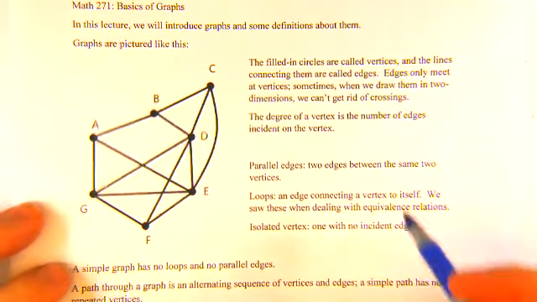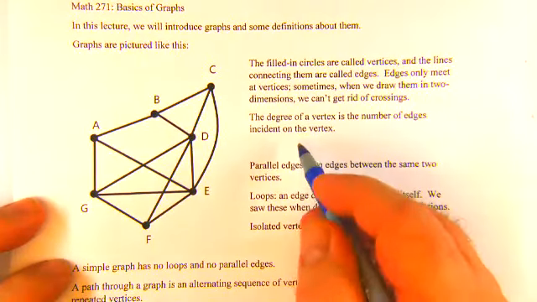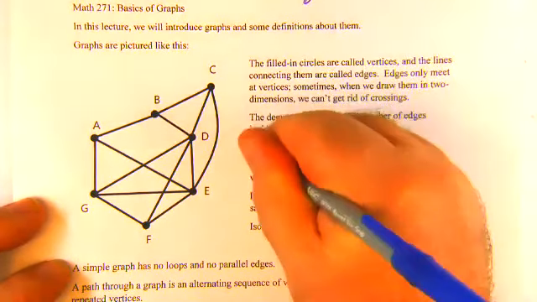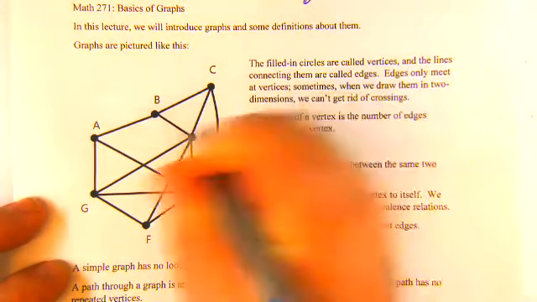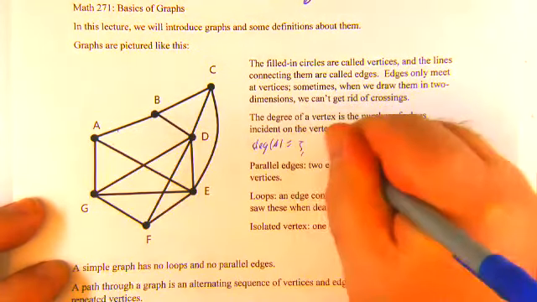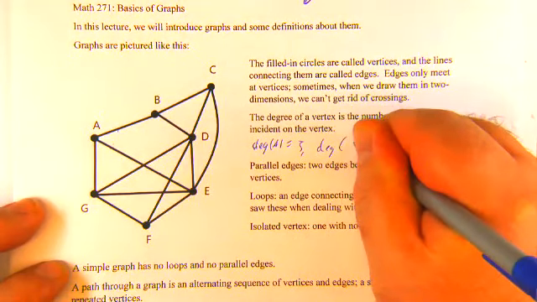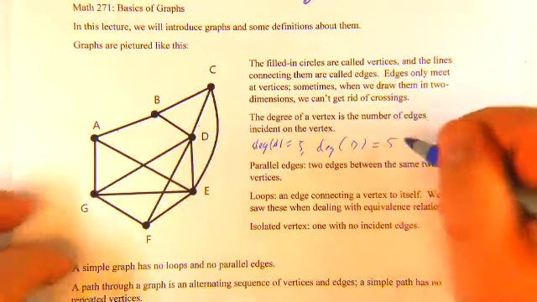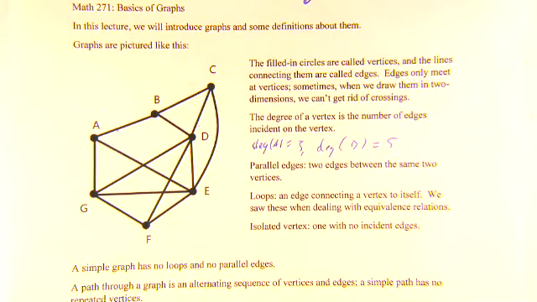So the degree of a vertex is the number of edges incident in the vertex. Degree of A equals, well, 1, 2, 3. Degree of D, for example, is 1, 2, 3, 4, 5. That's how many edges come together at that point.